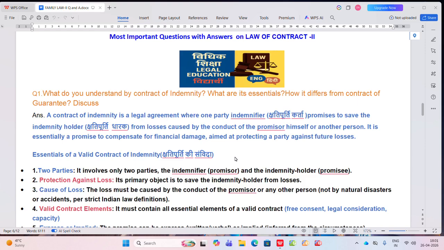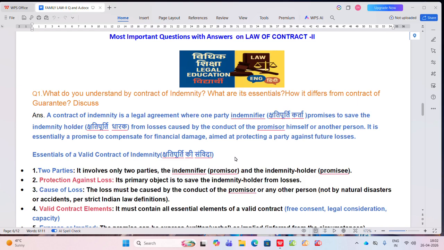The loss must be caused by the conduct of the promisor. कोई गलती प्रॉमिसर से हो जाती है तो वो कॉन्ट्रैक्ट बनेगा और प्रॉमिसर को भरपाई करनी पड़ेगी. और any other person, but not by natural disasters and accidents. नॉट बाय नेचुरल डिजास्टर. डिजास्टर अगर हो जा रहा है या कोई एक्सीडेंट हो जाता है तो उस केस में नहीं, लेकिन अगर ऐसे लॉस होता है कॉन्ट्रैक्ट में किसी प्रकार का, तो जो प्रॉमिसर है वो भरपाई करेगा.